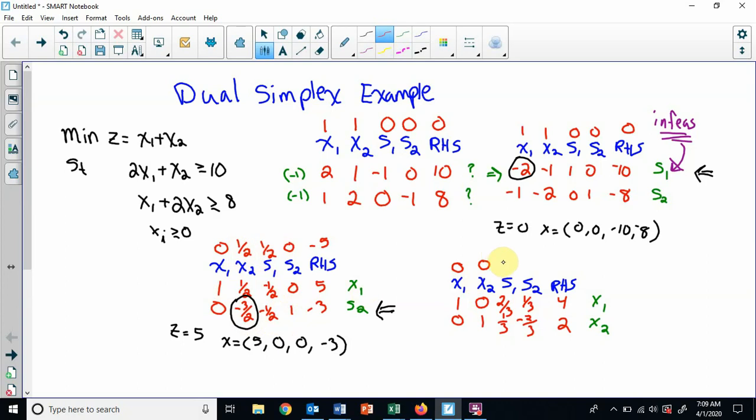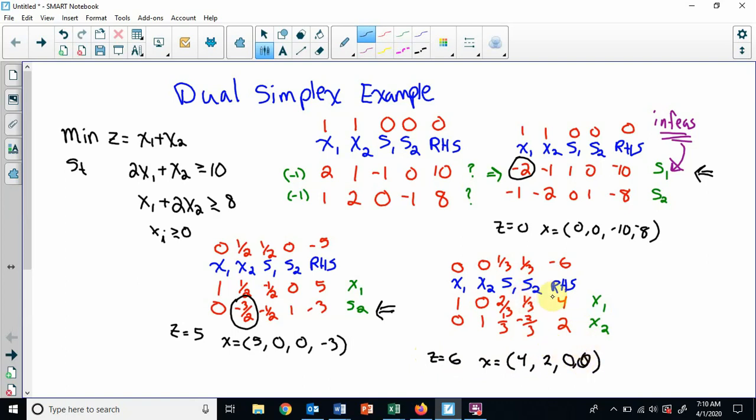Go in more quickly. This one will be a third, this one will be a third, this one will be -6. Awesome. So let's see where we are now. So z is at 6, and the x value that we're at, the point we're at, x1 is at 4, x2 is at 2, and both of the slacks are non-basic at 0.